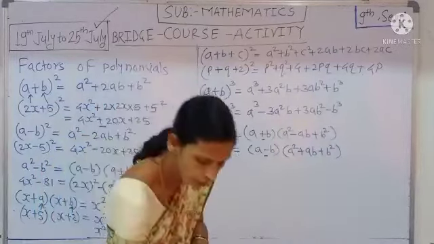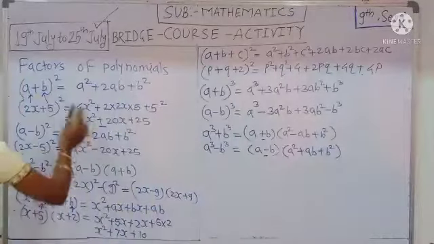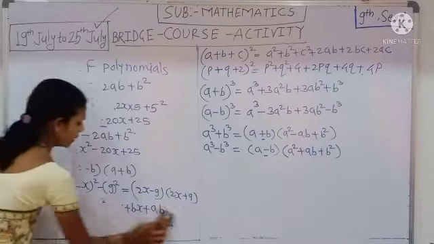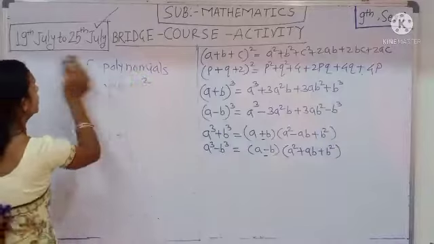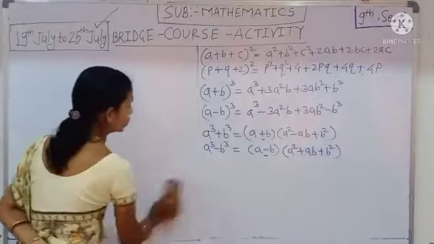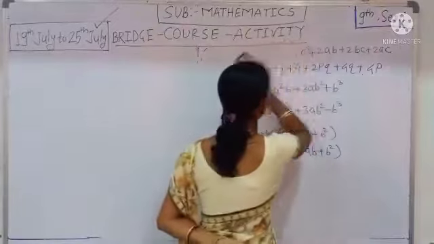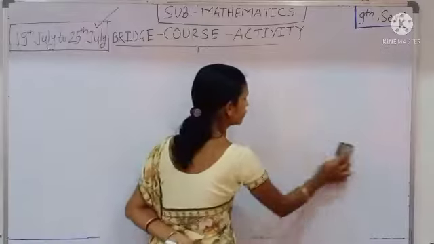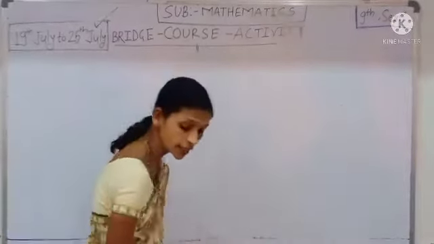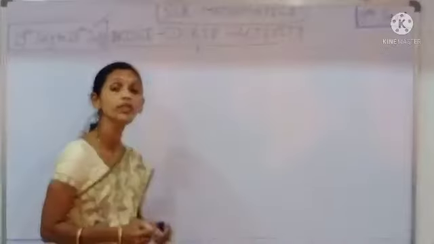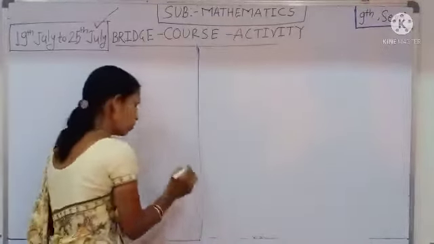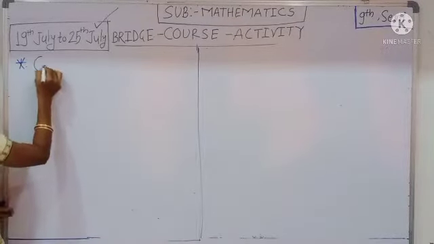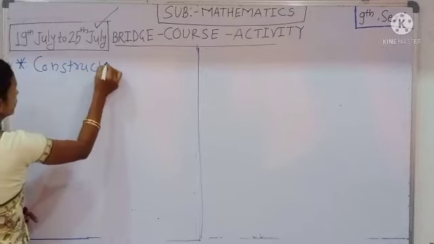Then we will remind a few geometrical concepts which are given in this bridge course program from 19th July to 25th July. All of you have studied about the construction of a triangle if three sides are given, which was in the previous bridge course video or lecture. Today we are discussing the construction of a triangle.